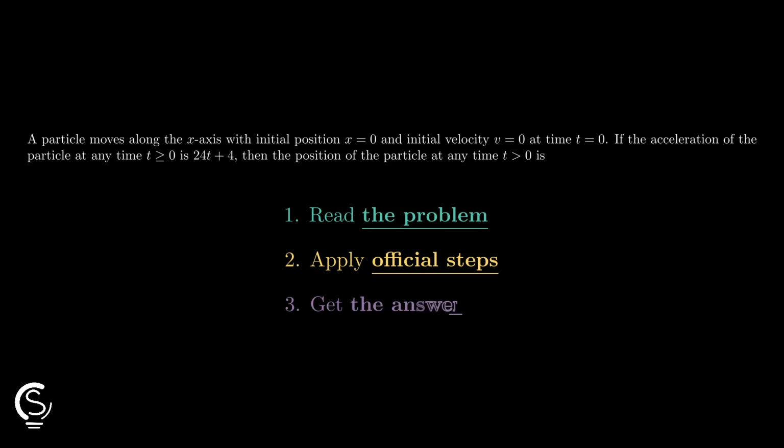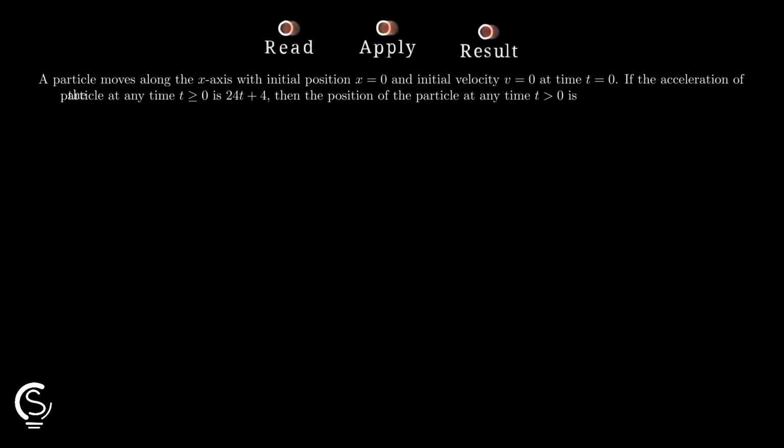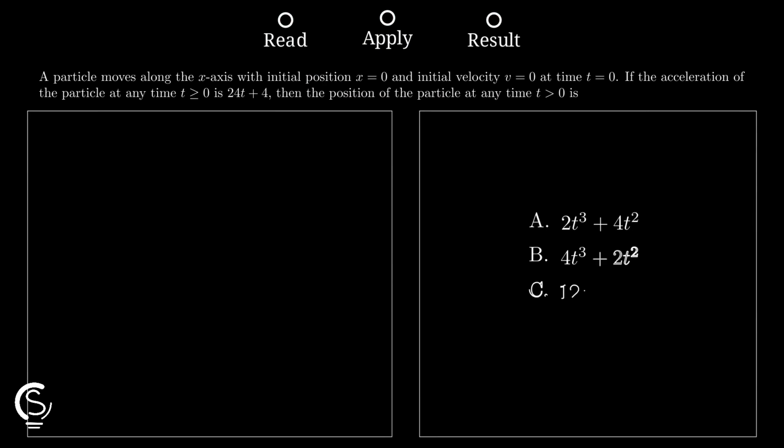Let's level up. Finding the position of a moving particle is easy if you know the acceleration. Let's solve this calculus problem quickly using integration right now. First, we integrate the acceleration function 24t plus 4 to find the velocity. This gives us 12t squared plus 4t plus a constant, which is 0 here.